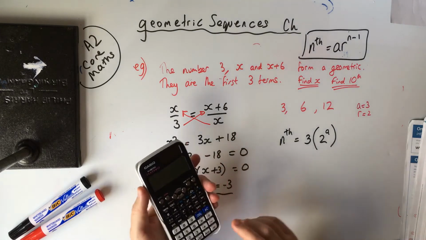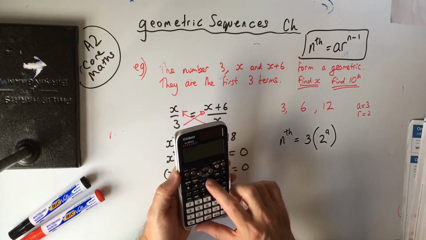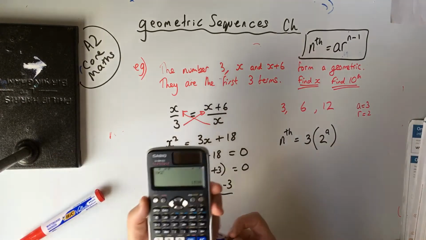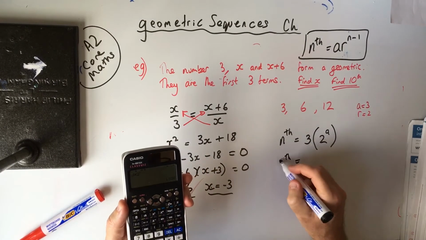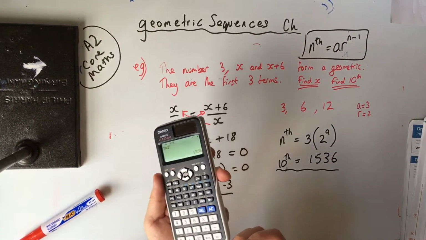Okay, so switch it on. So we're going 3 times 2 to the power of 9, and it gives me 1536. So the 10th term, I'll put that in there now, the 10th term is 1536.